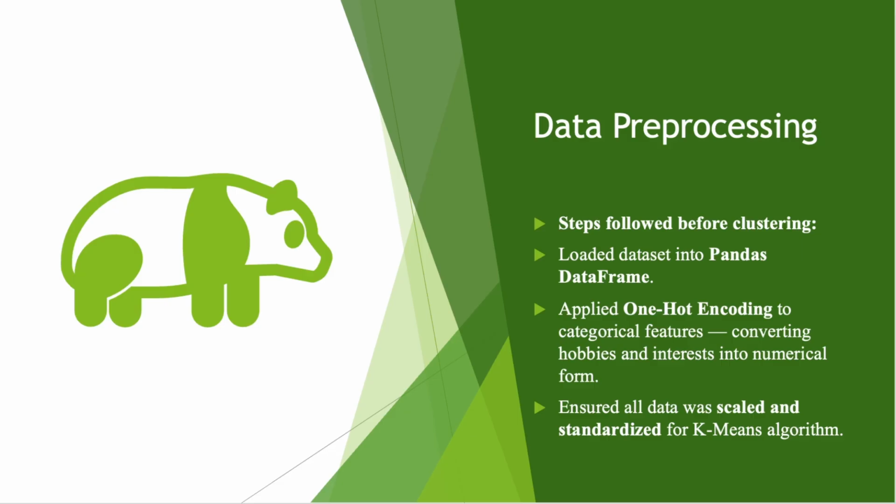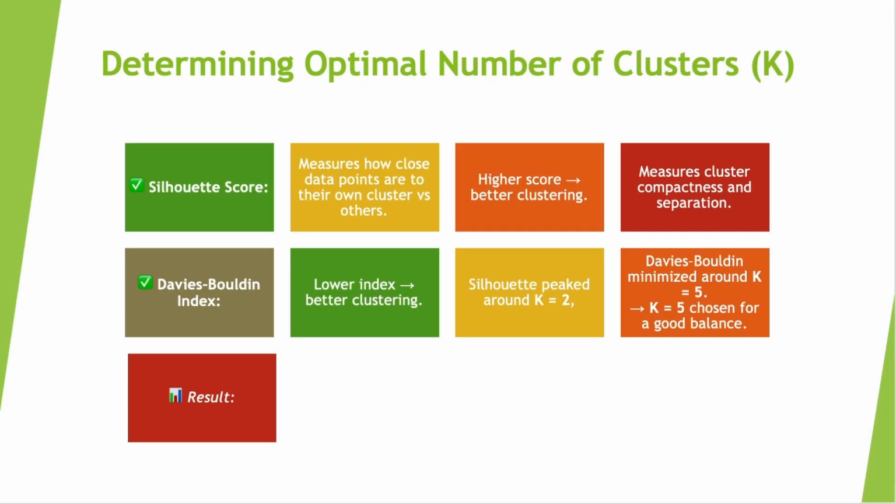Now, the detective work, how we find the groups. To do this, we first had to get the data ready. The dataset had information like clubs, hobbies, music and more. But computers don't understand words like music, clubs or reading. They only understand numbers. So, we turned each interest into numbers using something called one hot encoding. You can think of it like a checklist. Tick yes for reading, tick yes for music, and so on.